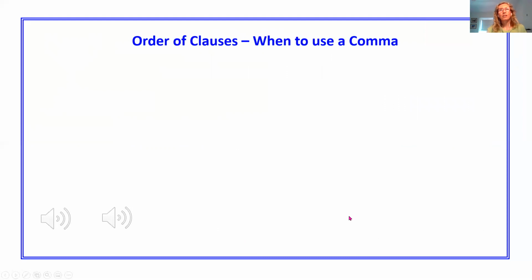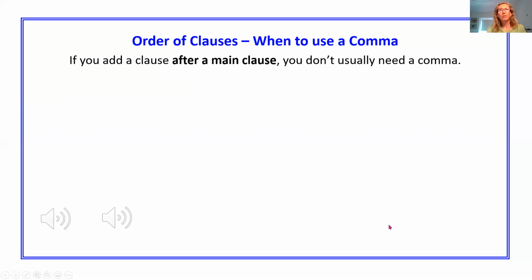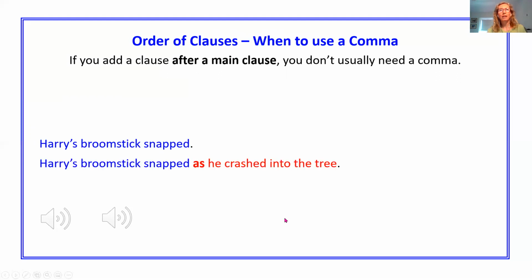So let's have a look at the order of clauses and when to use a comma. So if you add a clause after a main clause, you don't need a comma. So let's have a look at the example below. So the main clause, Harry's broomstick snapped. And if we had the subordinate clause after, like this one, Harry's broomstick snapped as he crashed into the tree. So we've got the conjunction as and the subordinate clause, he crashed into the tree. So we don't need a comma.